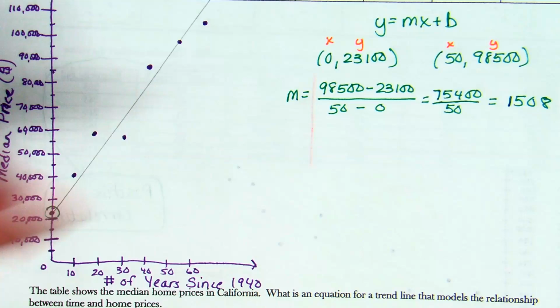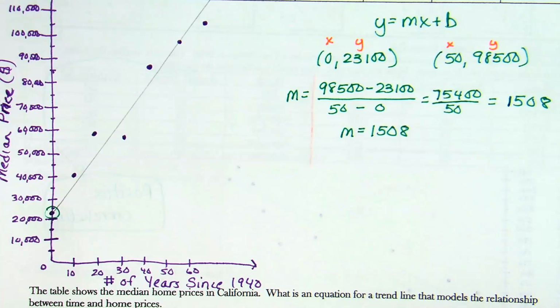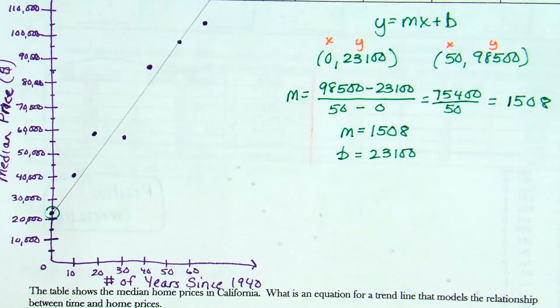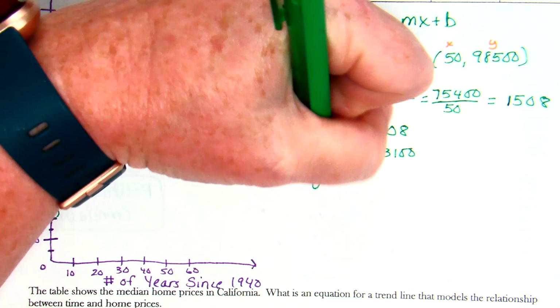What's B? 23,100, my y-intercept, which was 23,100. Can you write an equation? Y equals mx plus b. Y equals 1,508x plus 23,100.